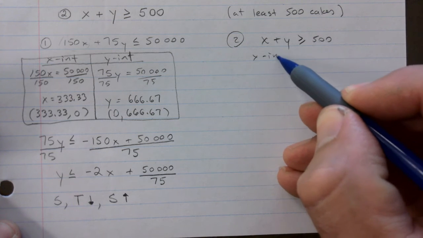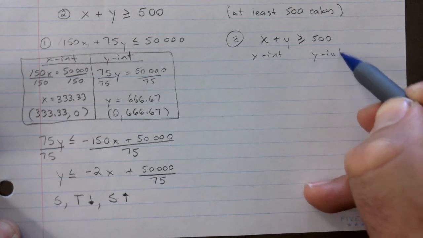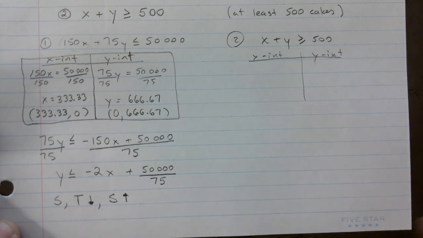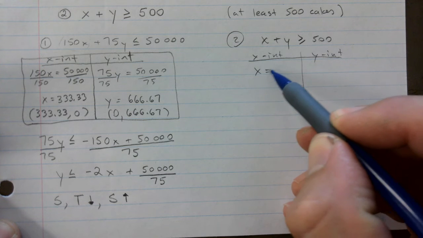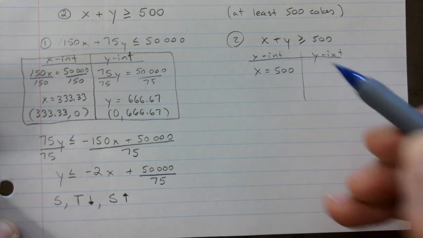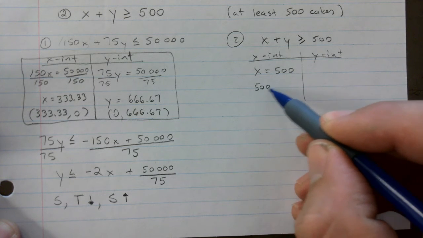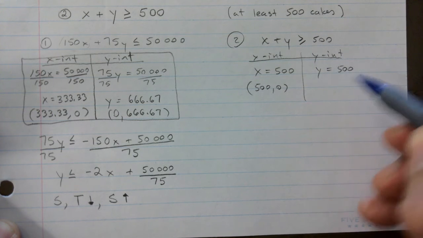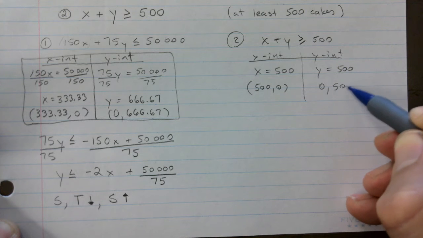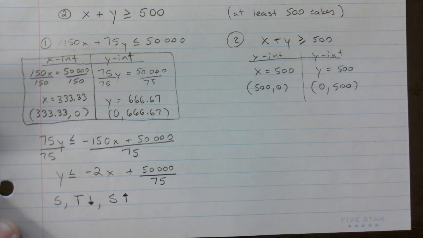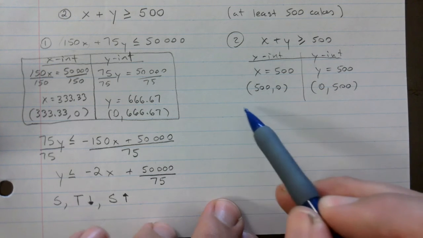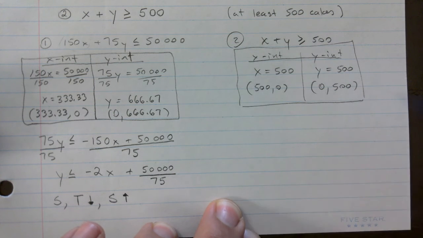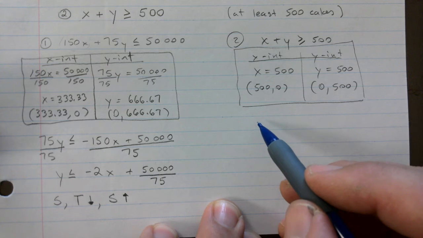Because look, if you do the x-intercept and the y-intercept, it's just 500, 0, 0, 500, right? So x is equal to 500, so it's 500, 0. And y is equal to 500 here, so it's 0, 500. You just have to make sure you write it in the correct order, I guess. So you won't even have to do a whole lot of math there.